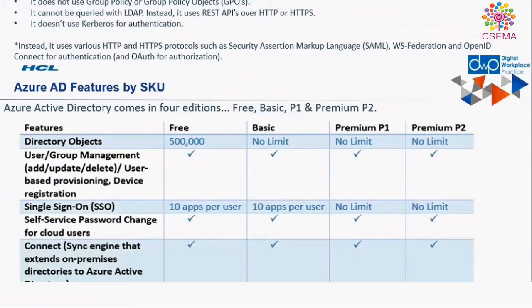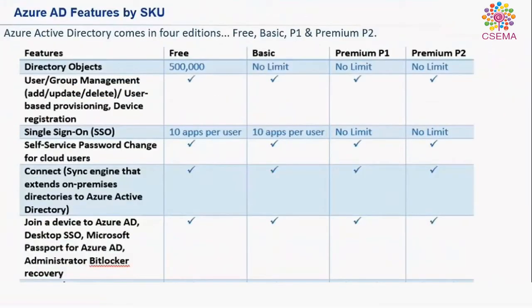So these are the features basically which are offered by Azure Active Directory. You can purchase Microsoft Azure Active Directory Basic, or any license for that matter, online through the Microsoft Enterprise Agreement. If the company has an agreement with Microsoft, they can purchase it from there, or you can just go to the portal and purchase it.